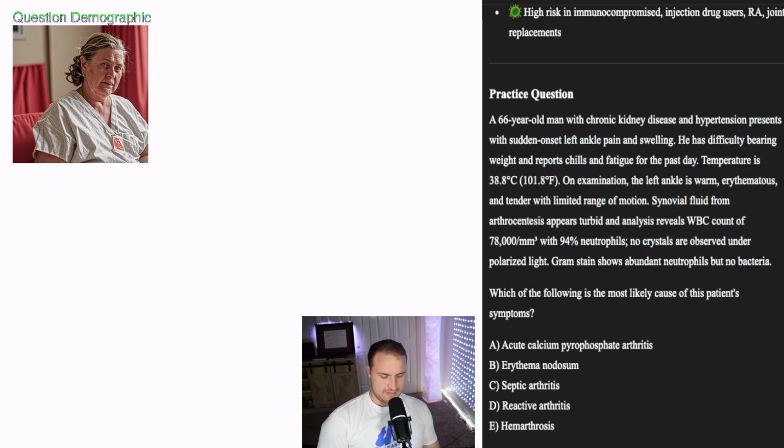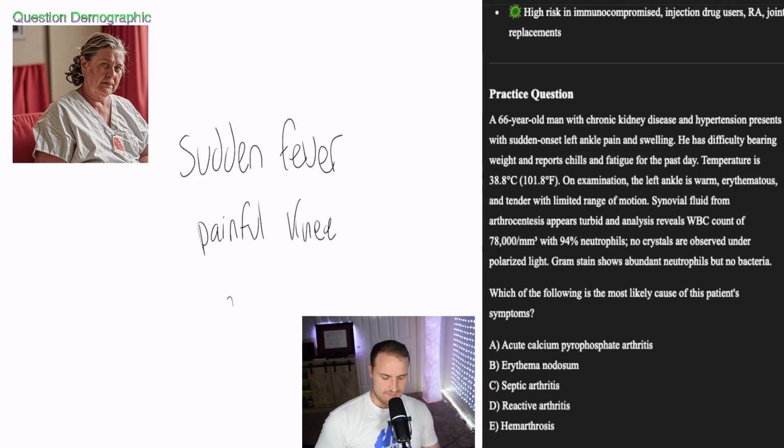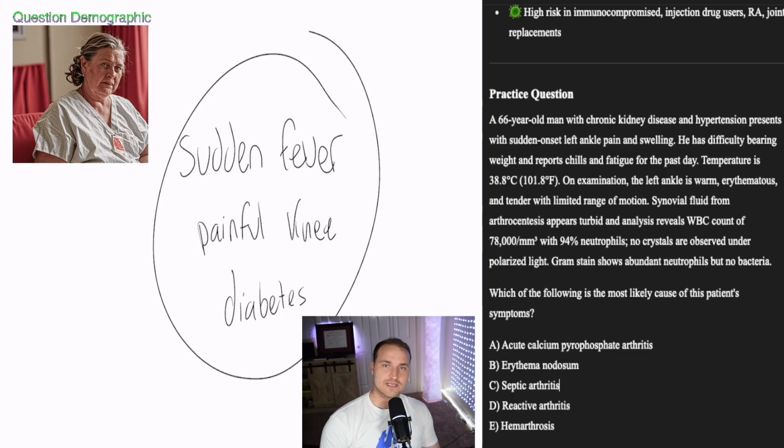In this type of patient, typically you're going to see some sort of sudden fever. They might have a very painful knee, and maybe also diabetes, something like that. All these things are pointing to infection risk. And then you look at the joint fluid, and what do we see? A white blood cell count that's pretty high in neutrophils: septic arthritis. They could also tell you that there are no crystals, so it's not gout or pseudogout. And they'll mention that it's cloudy.